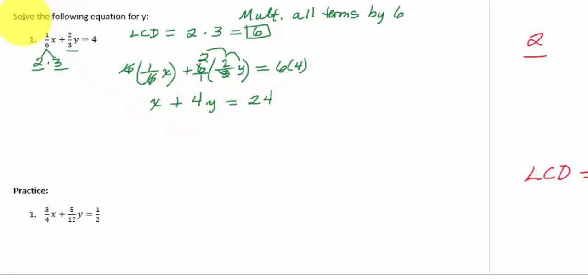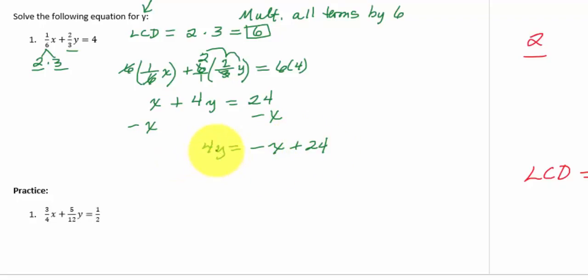Now the directions are asking us to solve the following equation for y. And we have both variables, x and y, on the same side of the equation. So that means the term with y is going to remain where it is, but we need to move positive x. So the way we would move a positive x is to subtract x from each side of our equation. That leaves us 4y now equals negative x plus 24.